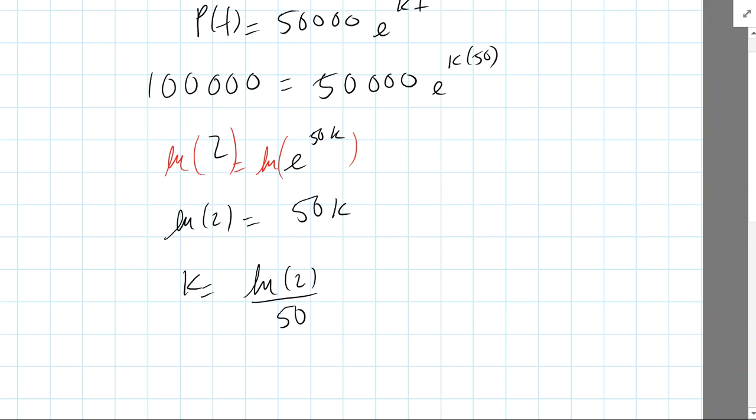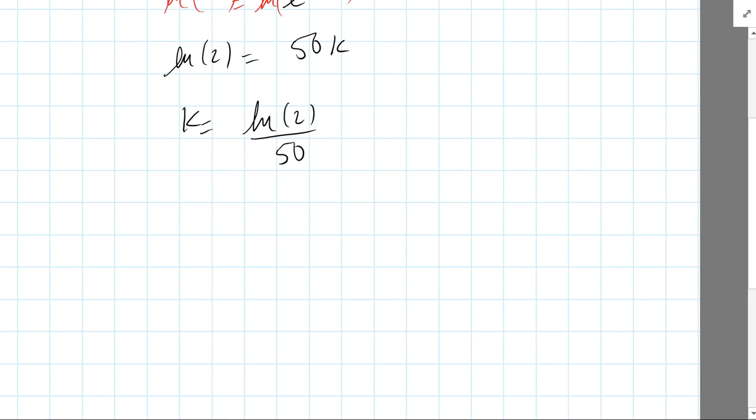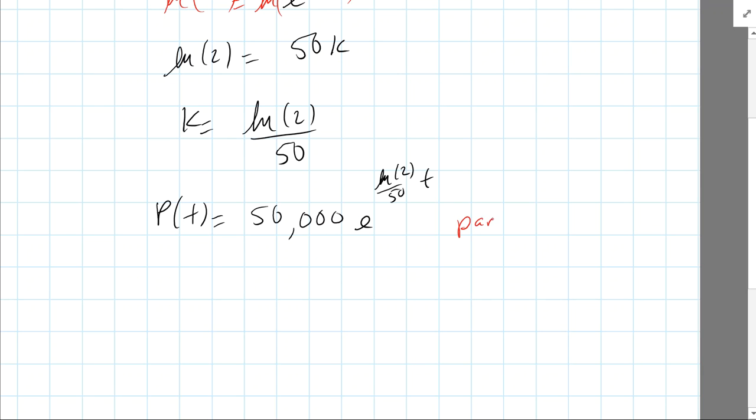Almost there. So what's my final equation? P of t is equal to 50,000 e to the natural log of 2 over 50 t. There are other ways to write this, but we'll just stick to the basics. This is a particular solution. This isn't a big deal. If they ask you for the particular solution, that's what they're looking for. If they say solve, that's what they're looking for.